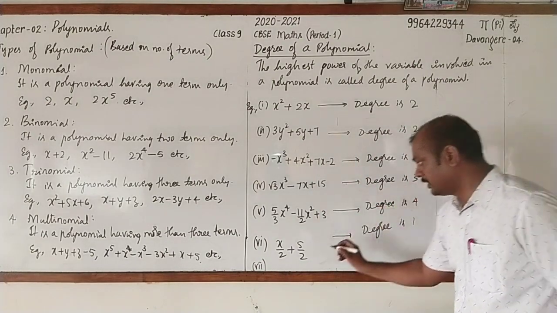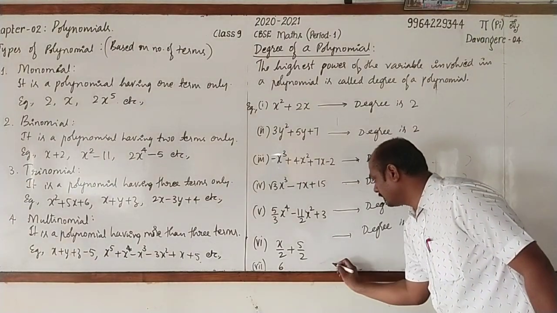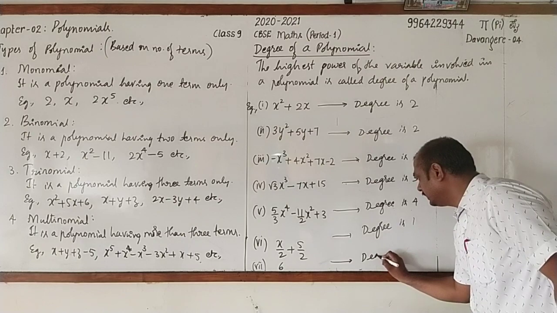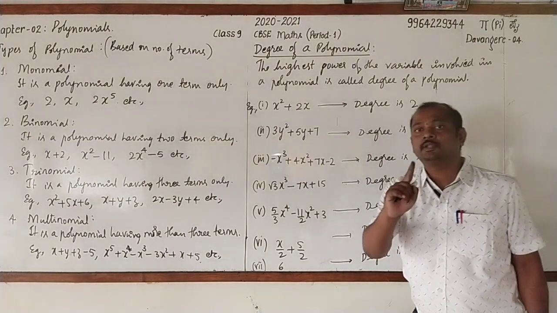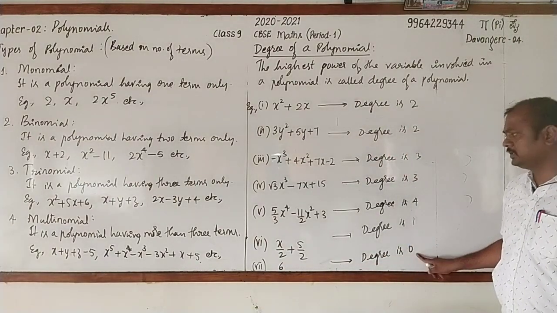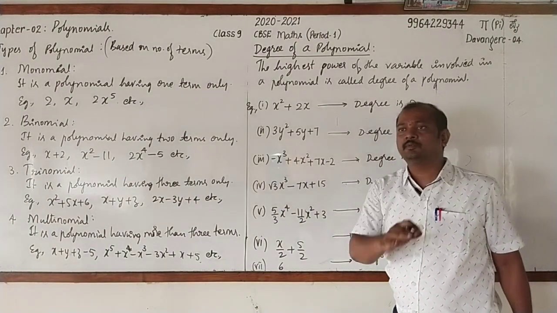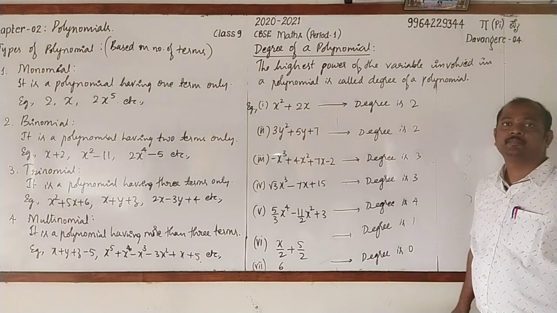It is 6. It is a constant polynomial. Constant is there and degree is 0. Do remember, the degree of a constant polynomial or any real number is 0. Got it? Yeah. Please pause the video and copy from there to here quickly.